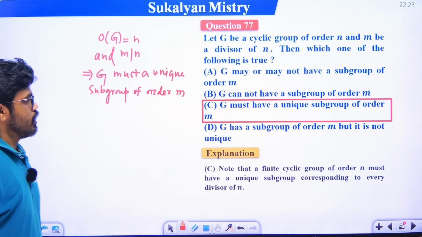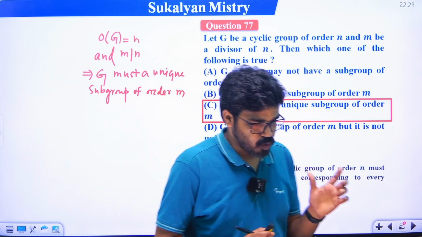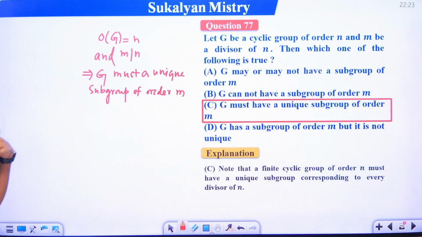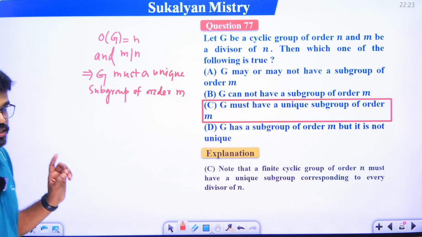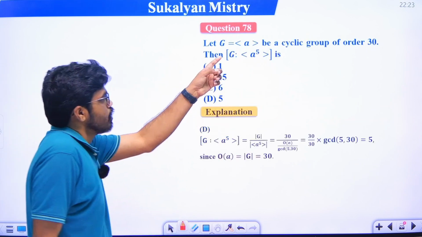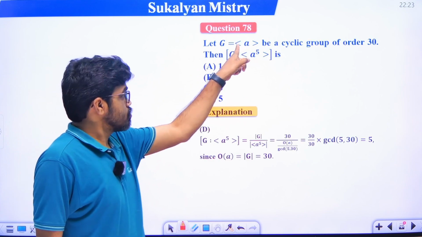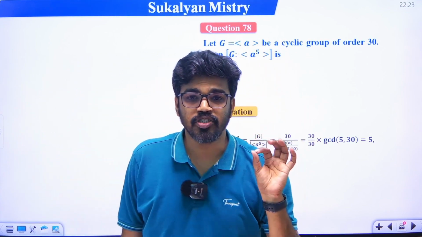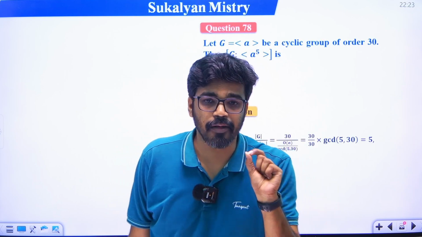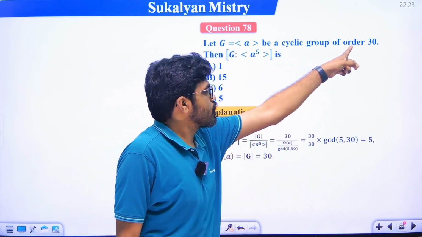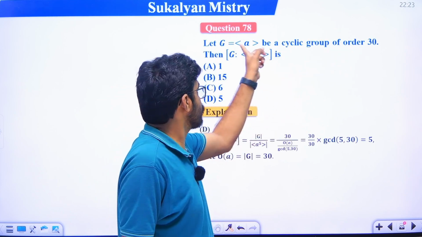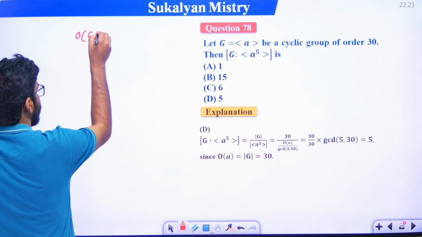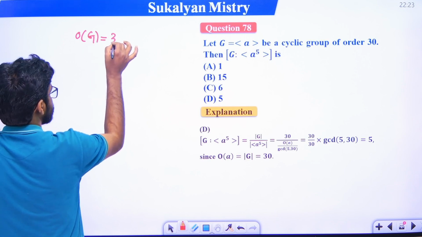Okay, I am speaking a bit fast because we will discuss many problems here. Just try to understand the concept, you can solve this. Okay, so next problem. G is generated by A, that means here it is given that G is a cyclic group generated by the element A of order 30. What is given? G is a cyclic group generated by the element A and order of G is 30.